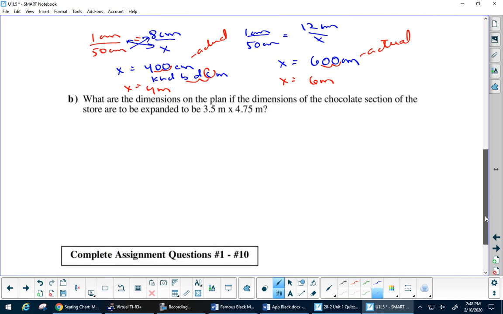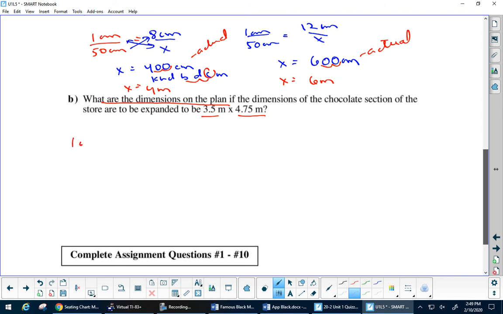Okay. Now, what are the dimensions on the plan? The plan is the picture or the real? The picture, right? The plan is just a little picture. If the dimensions of the chocolate section need to be expanded by 3.5 times 4.75, what would be the dimensions on that little picture, on that little plan? How would we set that up?